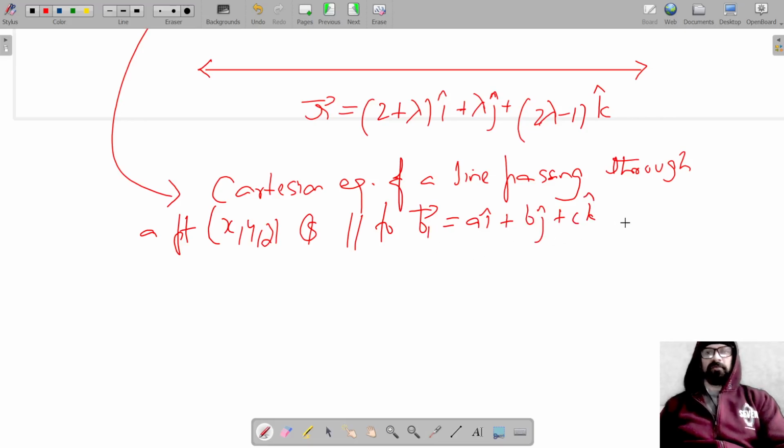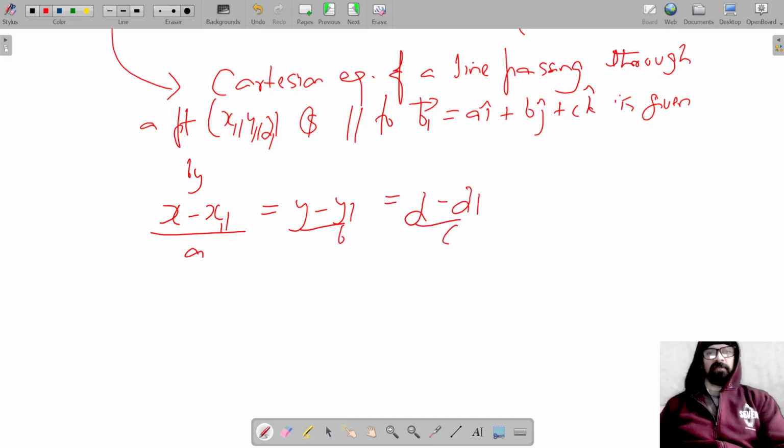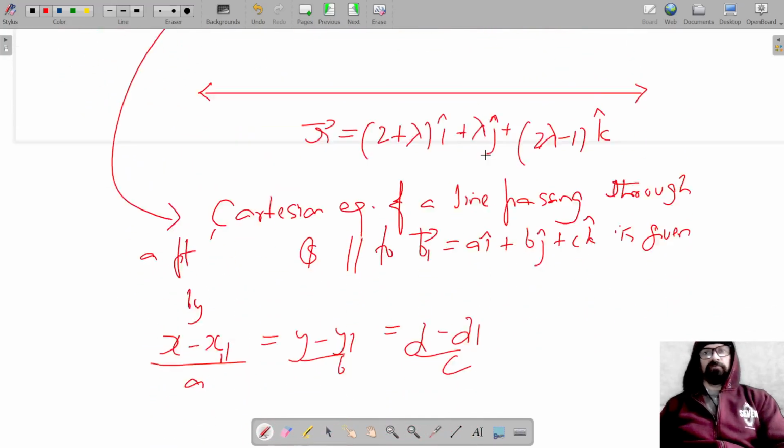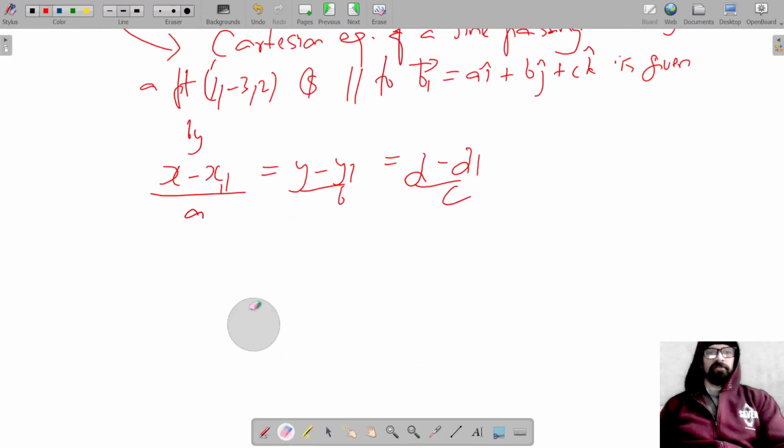Let's say this is b1, given by... So the Cartesian equation of this line is given by (x minus x1) by a is equal to (y minus y1) by b is equal to (z minus z1) by c, where these are x1, y1, and z1. Now this point is given to us. It's passing through the point (1, negative 3, 2). So let's put in the values here.